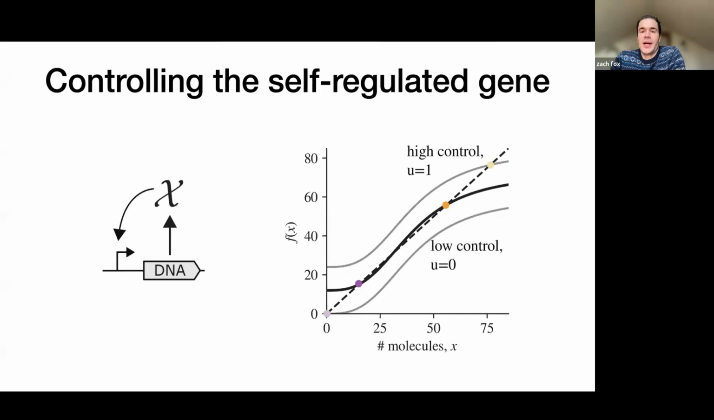So let's go back to our self-regulated gene and see if we can control it using a finite state projection based approach. So we have our system here, and then we're going to define a simple control which is on or off. You can either drive the system up, the upper gray line here, and that moves the equilibrium point higher, but it removes the unstable equilibrium in the low state. And then you can also have the low control, which does the opposite.